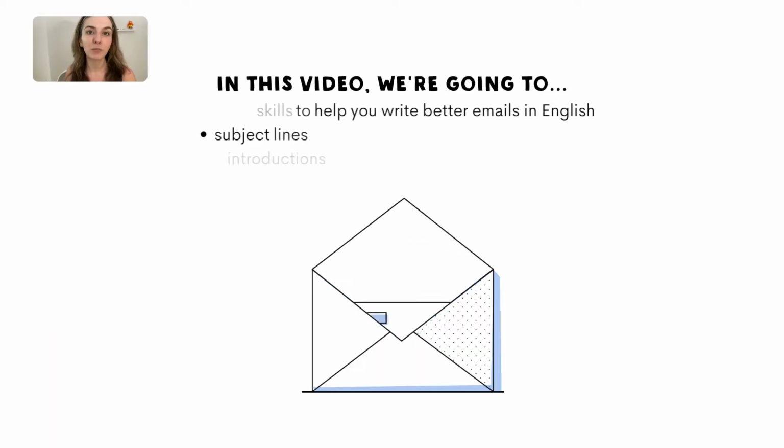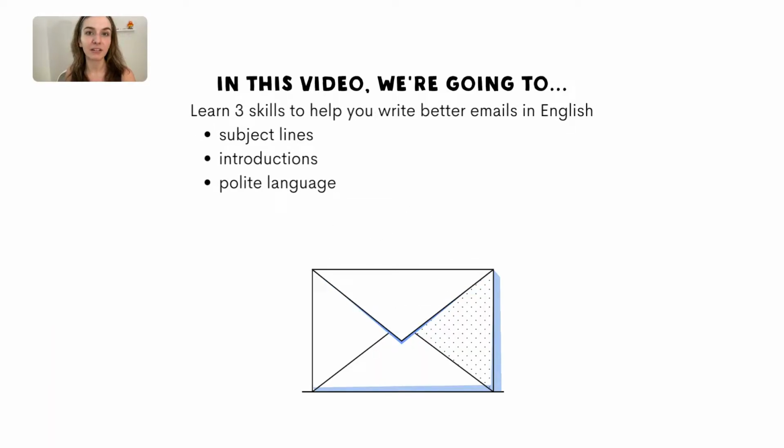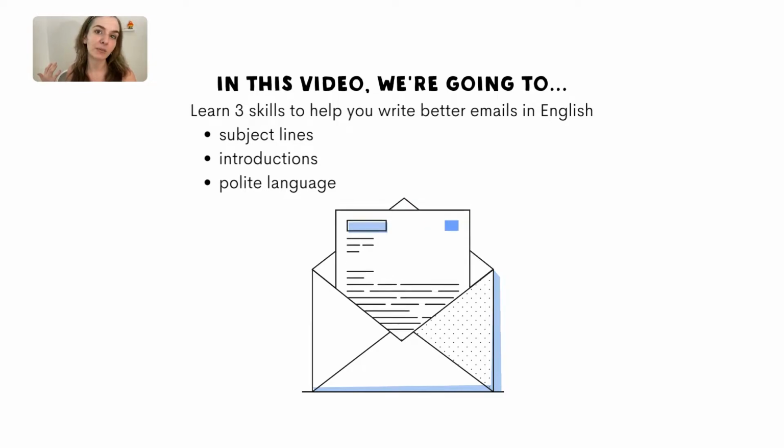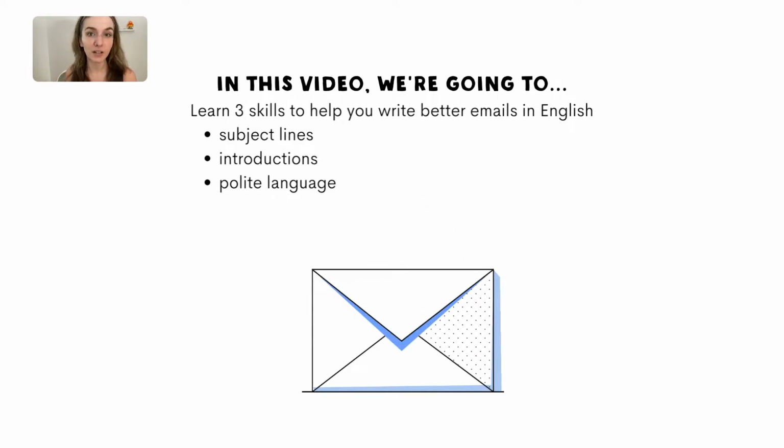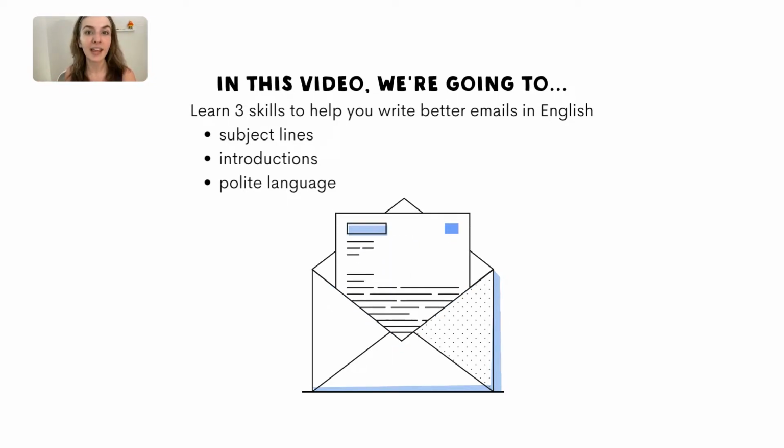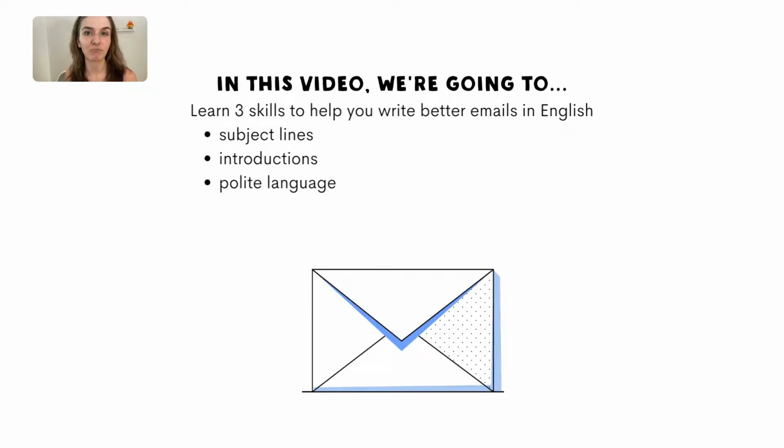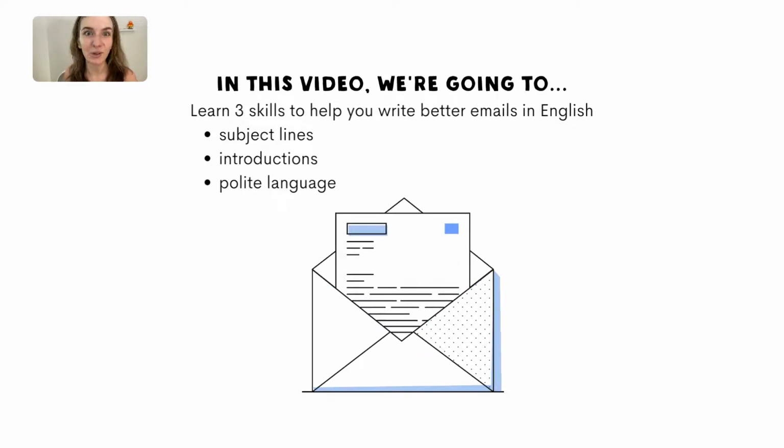So in today's video, I want to talk about 3 ways you can improve writing your emails in English. Specifically, we're going to talk about subject lines, introductions, or being very direct, and polite language. Ready? Let's do it. Nowadays, everybody gets a lot of emails.